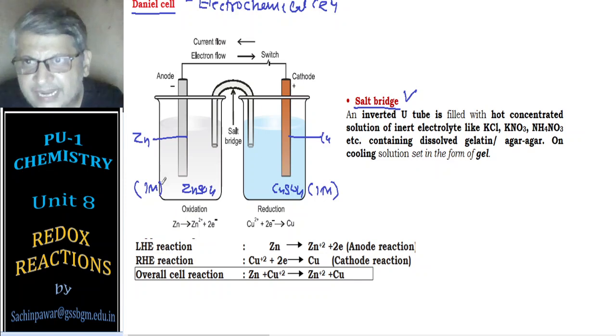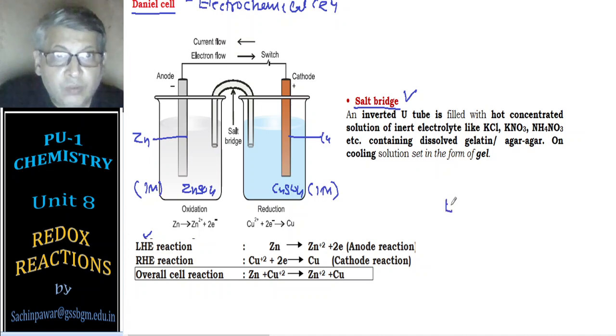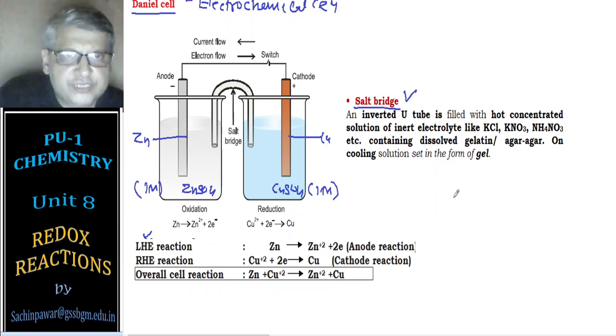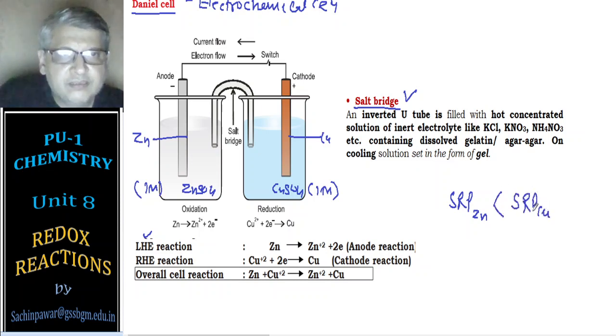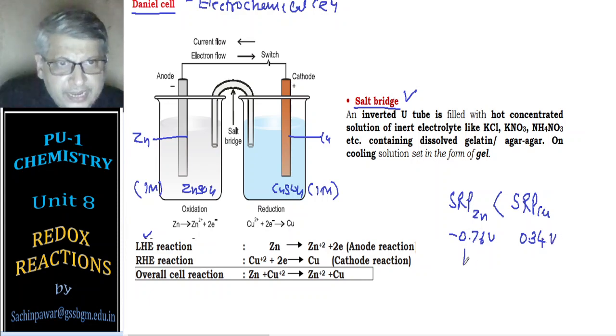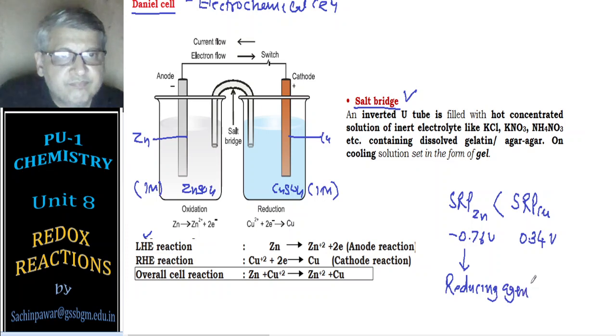You will see on the left hand side, which is called the left hand electrode, zinc has a tendency to lose electrons. See electrode potential, or SRP, I will take. So here you see SRP of zinc is smaller than SRP of copper. Here it is minus 0.76 volts and this is 0.34 volts. So this is the more negative value, so it should be acting as a reducing agent. And this should act as an oxidizing agent.